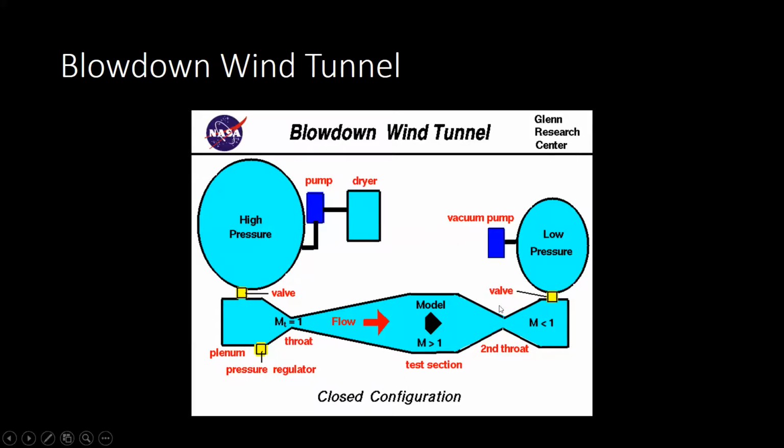But the second throat over here just slows the flow back down to subsonic speeds. And that's essentially this blowdown wind tunnel design. Now, some advantages to this design are that it can achieve relatively high Mach numbers pretty easily just because it's driven by a pressure difference. It's also very easy to design and has a very quick start time to reach this hypersonic flow.